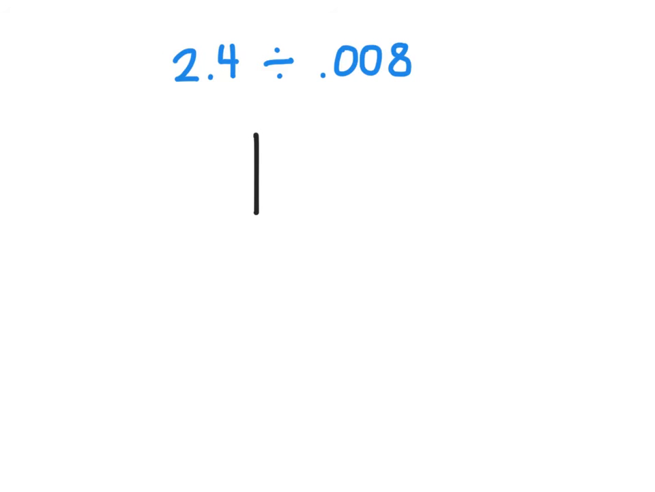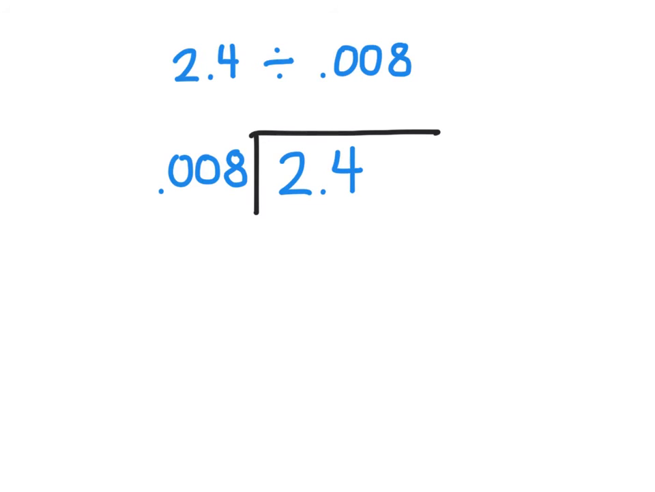Welcome back from pausing the video. 2 4/10 goes in the house. 8 thousandths goes outside the house. The decimal point has to be moved 3 places to the right so that we have a whole number. So let's do the same inside for the dividend. 1, 2, 3. 2 0 placeholders are needed, and there's the decimal in the quotient.